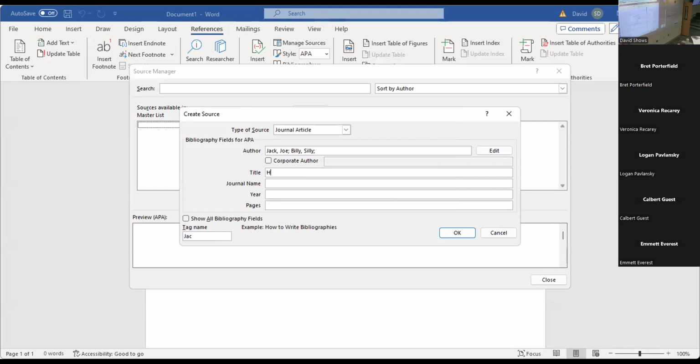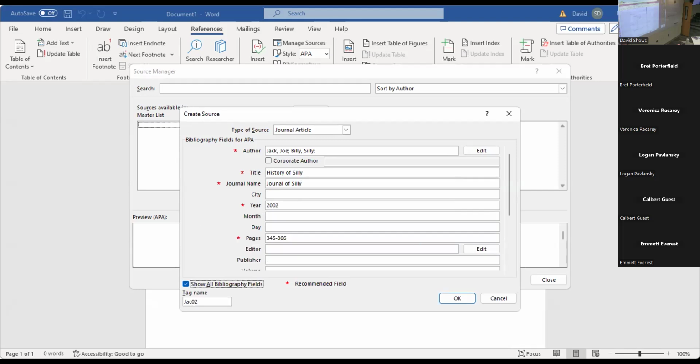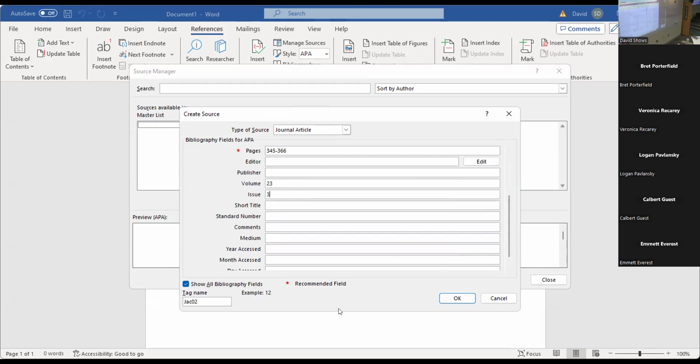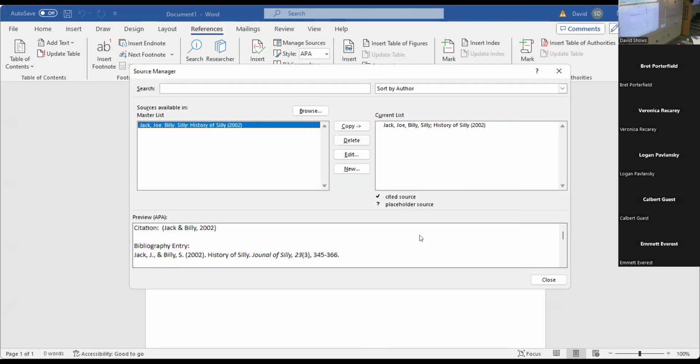So I put in the journal name. Oops, that's the title. Let's see, History of Silly. Journal name. Usually the important things to do is make sure that you get the year, and definitely you want to make sure that you get the pages right, okay? If you do show all bibliography fields, you'll find that when you scroll down, this is the only real pain about this. Volume and issue is usually important now, so make sure you got those. And look at this little thing you got here. It's already set up, and you've got the way the citation would look, okay? So, click close.